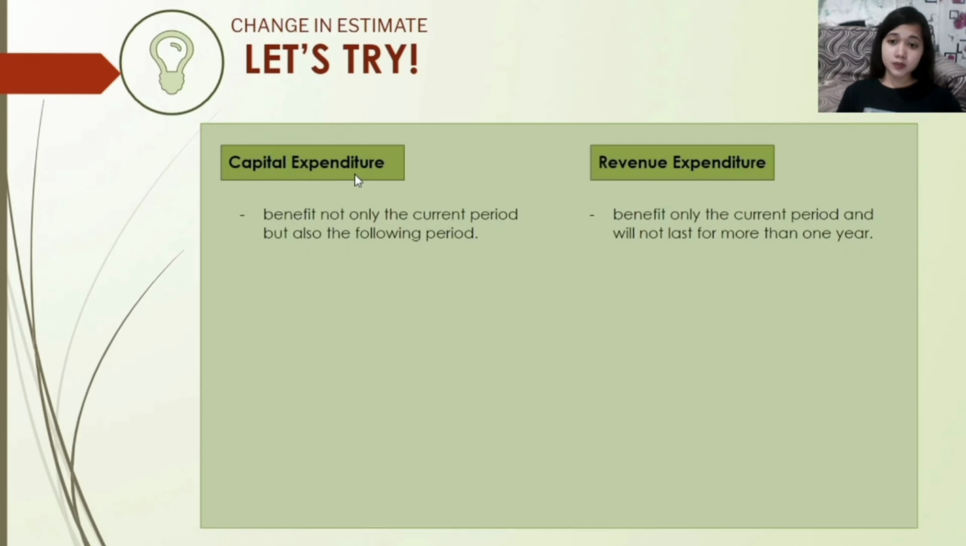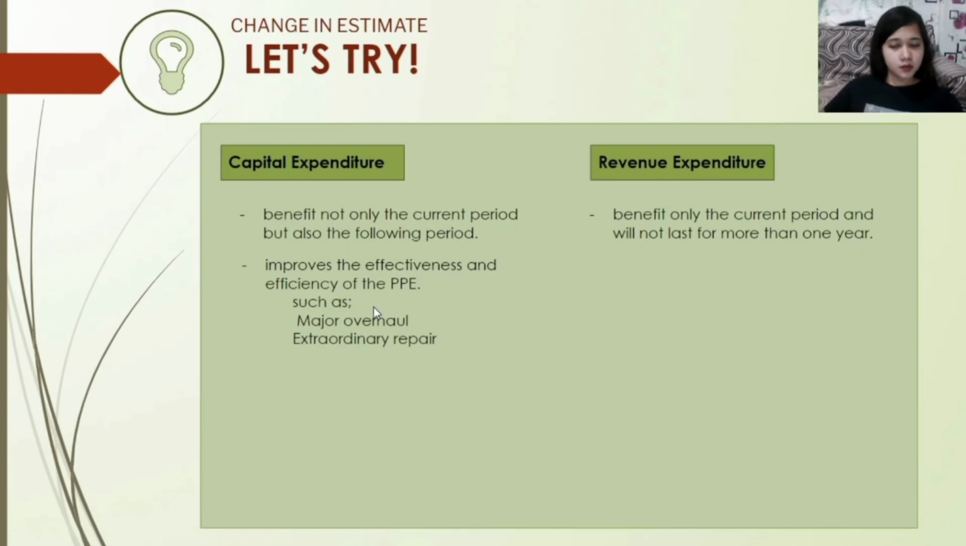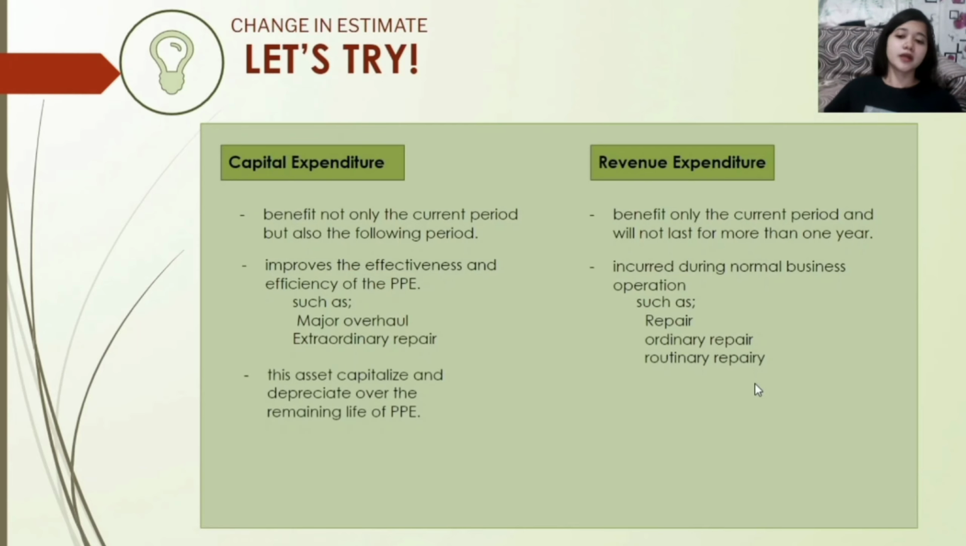While revenue expenditure benefits only the current period and will not last for more than a year. So again, capital expenditure is for the whole life of the PPE, while revenue expenditure is short term. Capital expenditure improves the effectiveness and efficiency of the PPE. It upgrades it, so our expenditure makes our PPE more effective and efficient. Examples are major overhaul and extraordinary repair, while revenue expenditure is incurred during normal business operations, like ordinary repair and routine repair, guys.